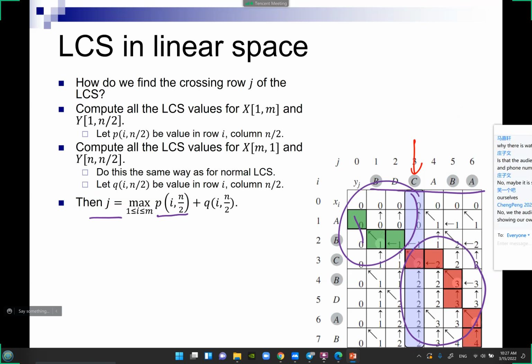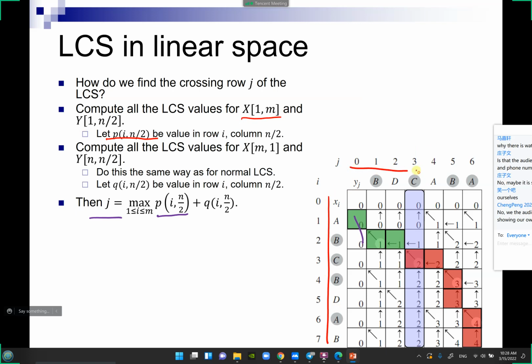More precisely, this P is defined in this way. If you take all of the letters of X, where X is from 1 to M, and then you take only the first half of Y.